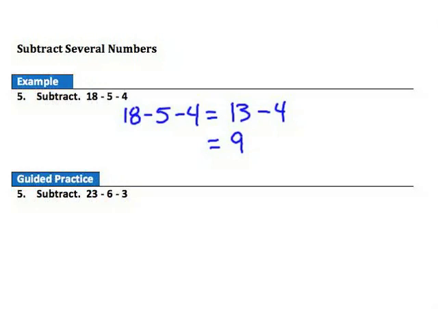Question 5. Subtract these three numbers, 23 minus 6 minus 3. We're going to perform the first subtraction we come to, which is 23 minus 6. Well, 23 minus 6 is going to give me an answer of 17. I still haven't subtracted that 3, so I'm bringing that over. And now I'm going to do 17 minus 3, which gives me an answer of 14.